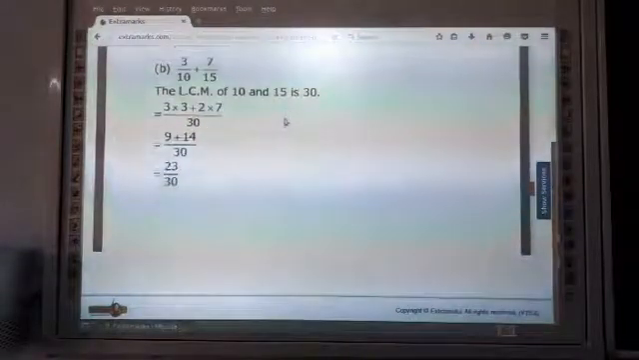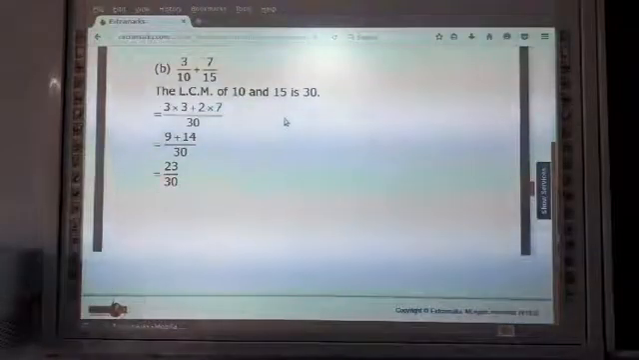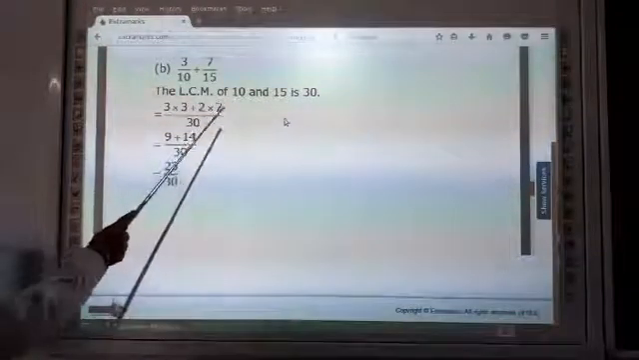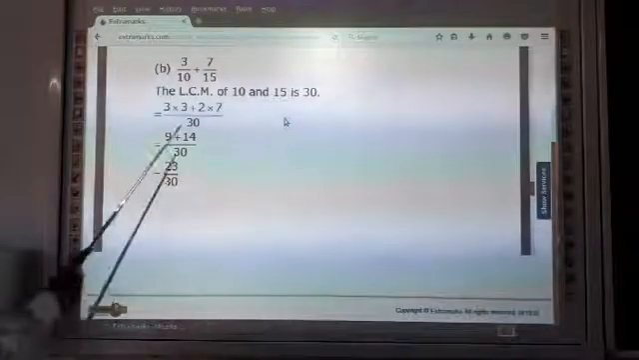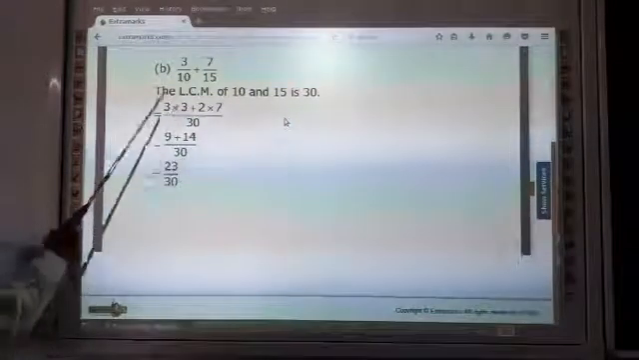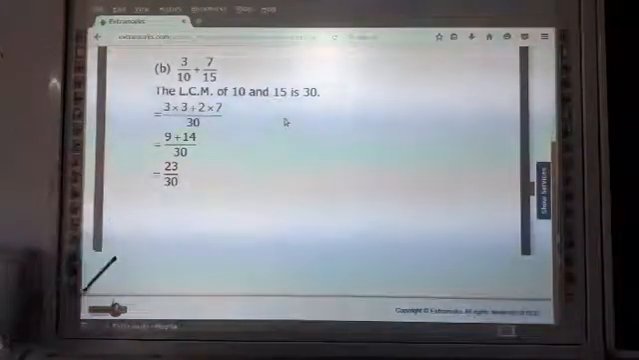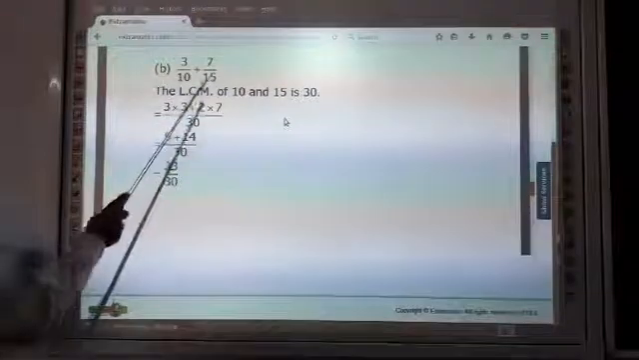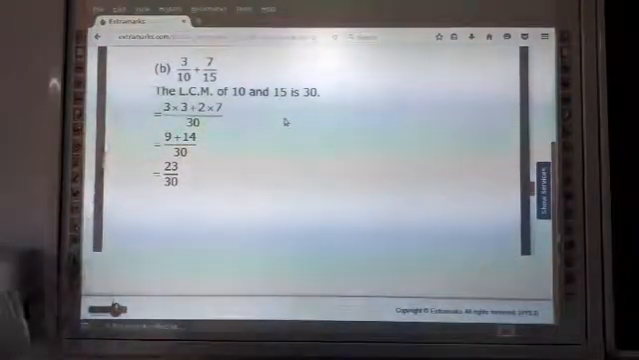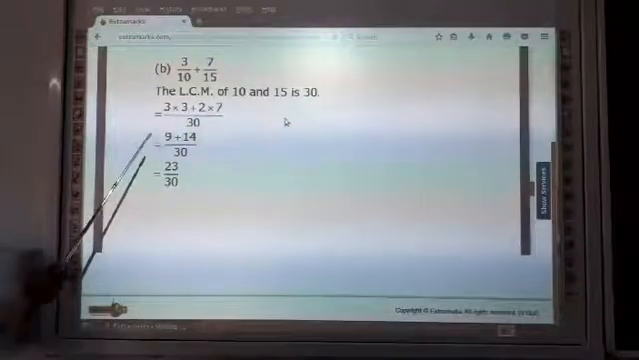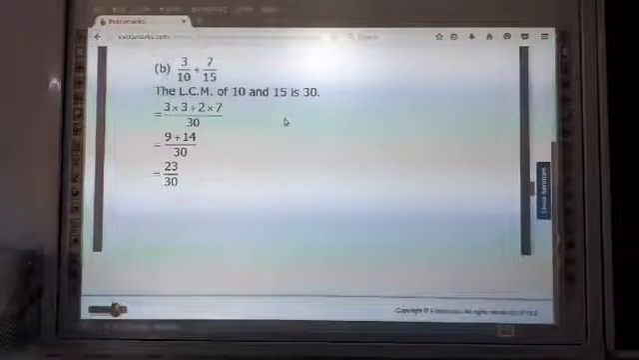Now next question. 3 upon 10 plus 7 upon 15. The LCM of 10 and 15 is 30. Okay. LCM is 30. 10 threes are 30. 3 multiplied by 3, this is 9. 15 twos are 30. 7 twos are 14. 14 plus 9 is equal to 23 upon 30. Okay.